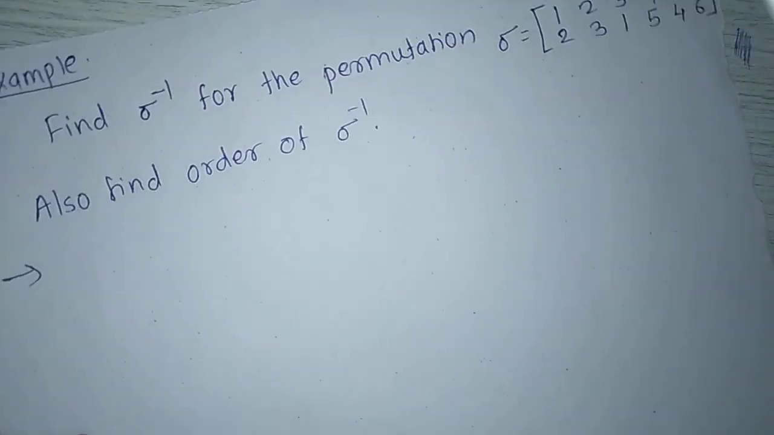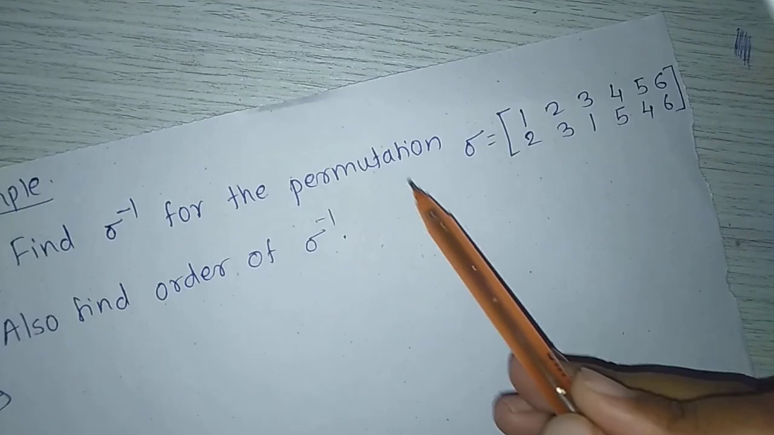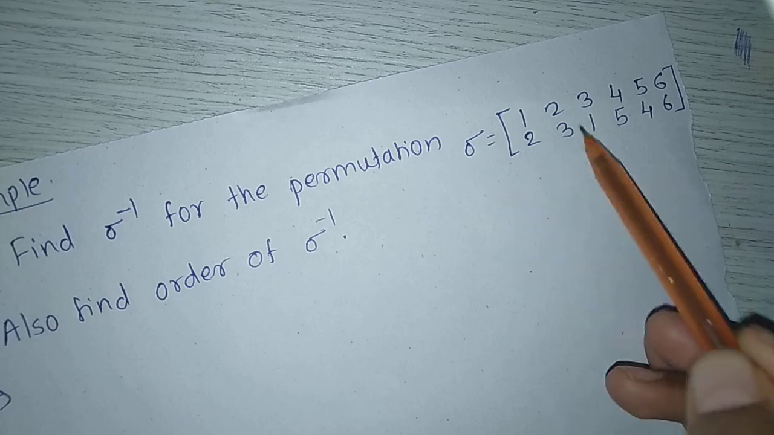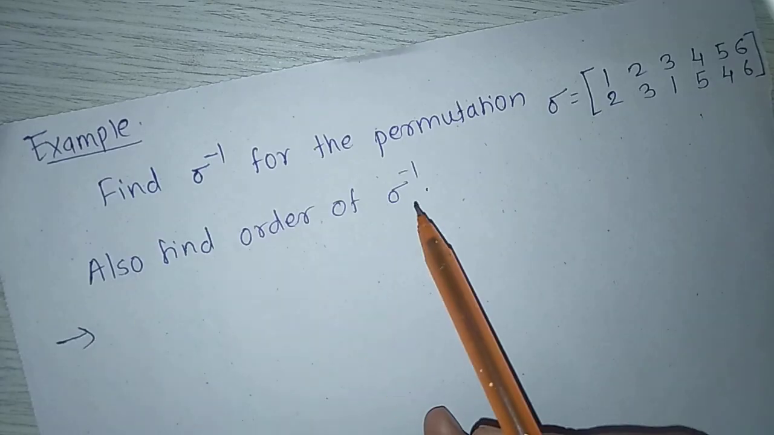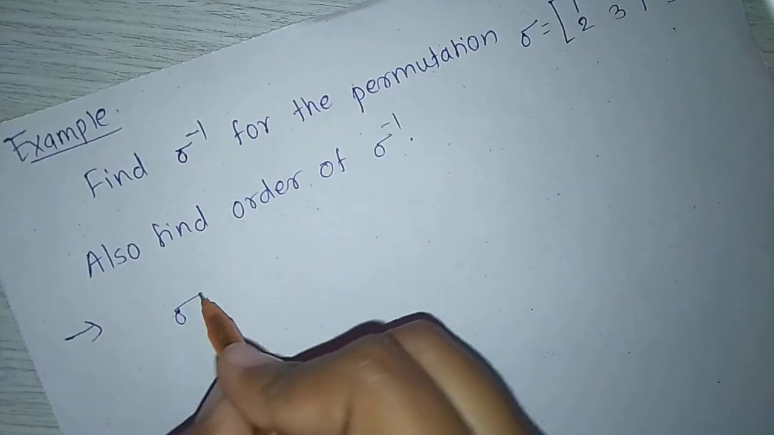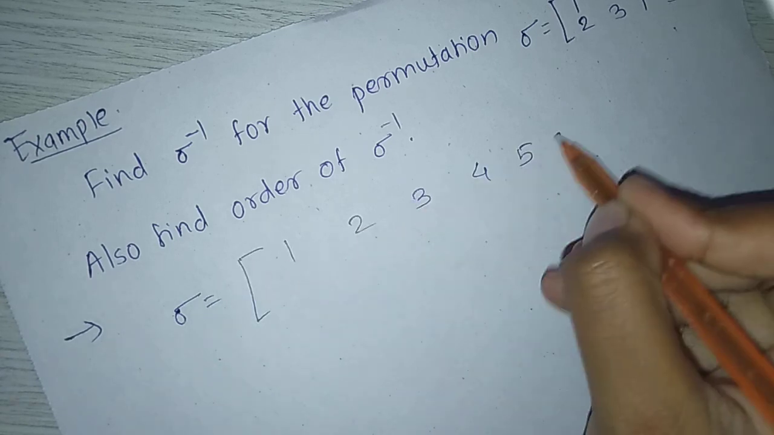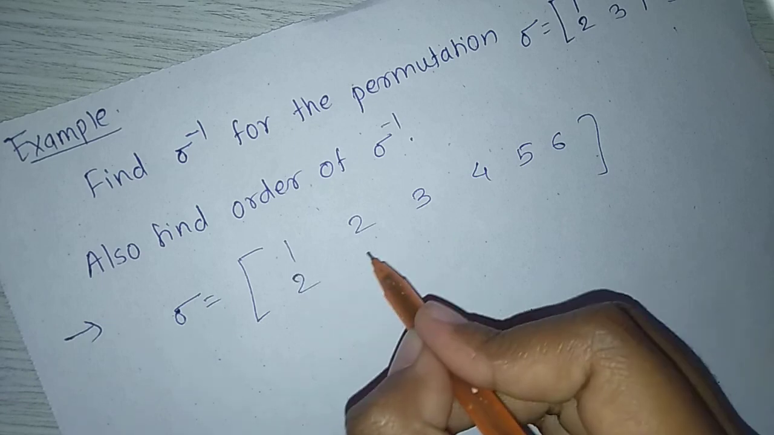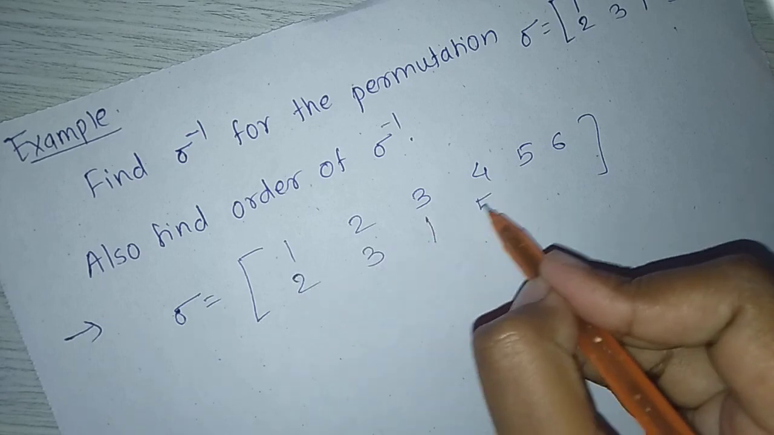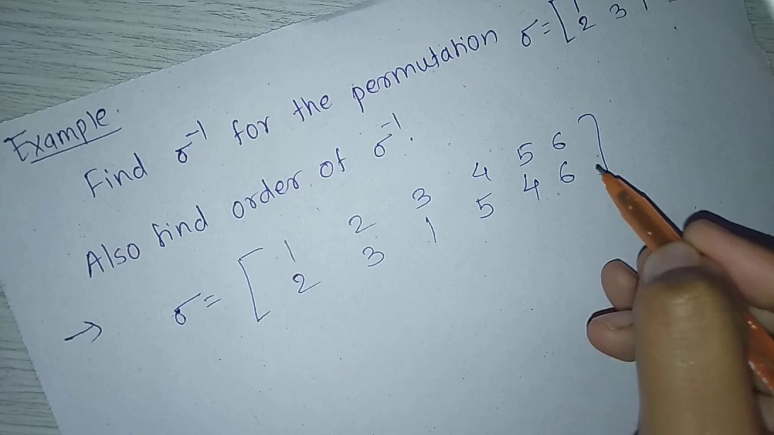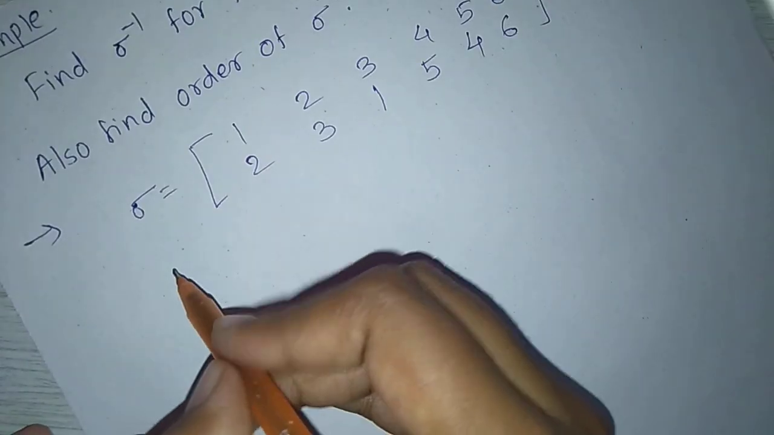Next example, find sigma inverse for the permutation sigma equal to this. Also find the order of sigma inverse. Given sigma equals 1, 2, 3, 4, 5, 6: 1 goes to 2, 2 goes to 3, 3 goes to 1, 4 goes to 5, 5 goes to 4, 6 goes to 6.